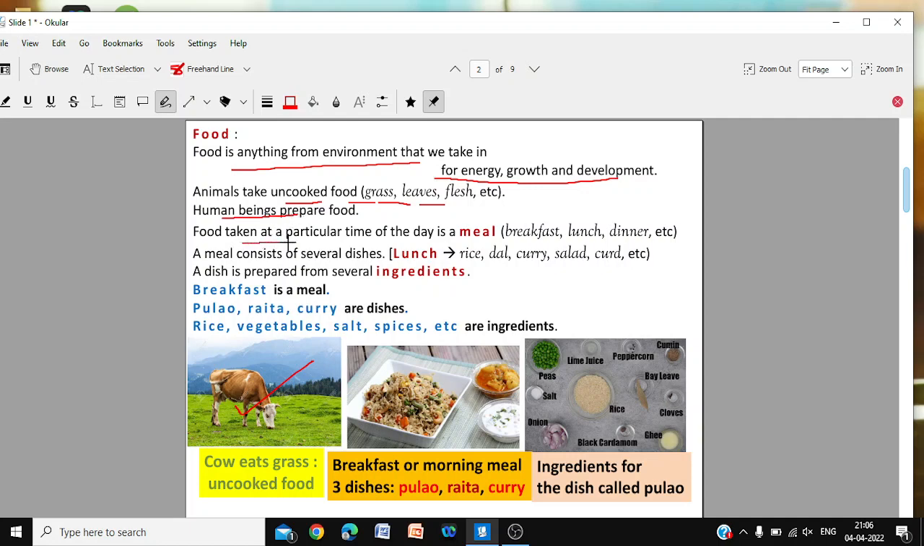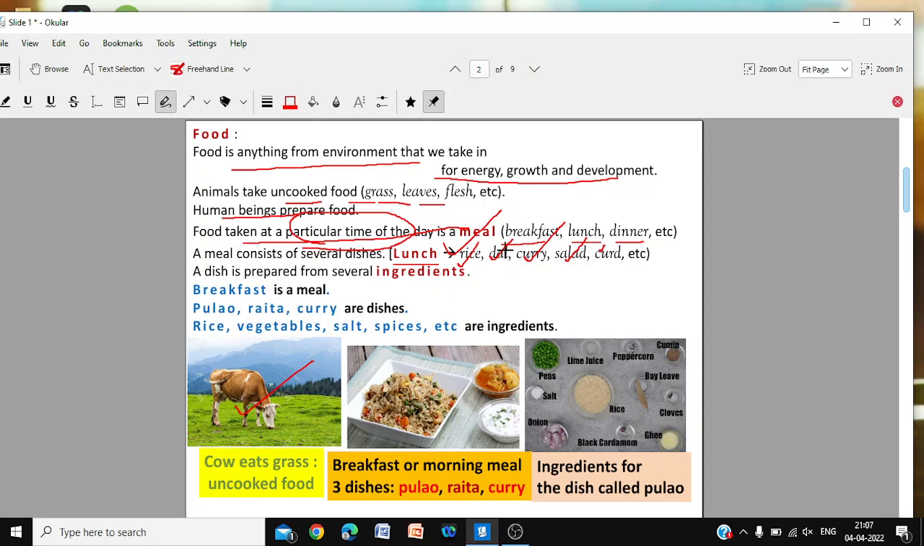Food taken at a particular time of the day is a meal. Breakfast taken in the morning, lunch taken at noon, dinner taken maybe in the late evening. So breakfast, lunch and dinner, that is the food taken at a particular time of the day. That's a meal. A meal consists of several dishes. Lunch is a meal. It's a food taken at a particular time, say at 1 o'clock, and there are several dishes, items: rice, dal, curry. So these are items or dishes.